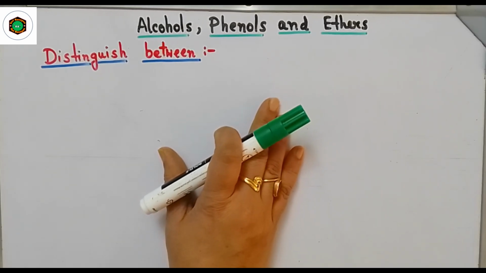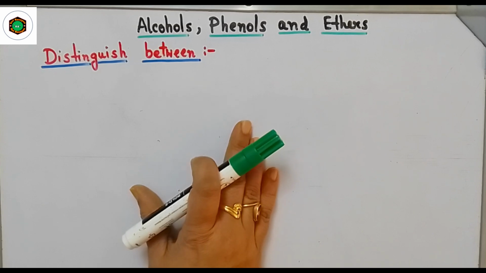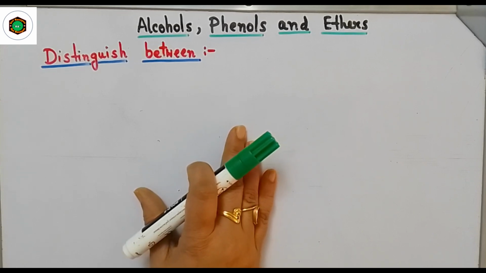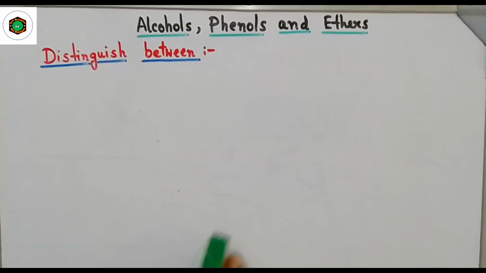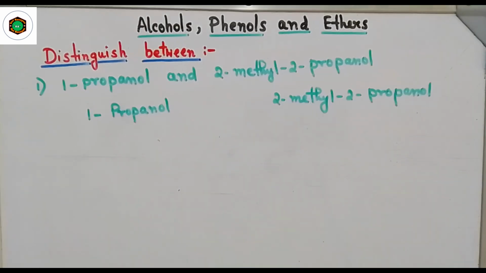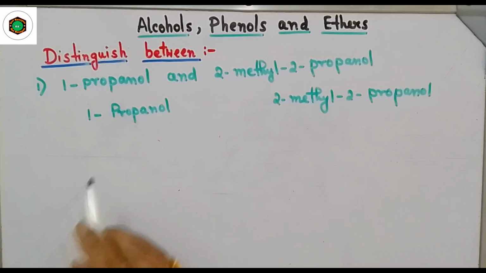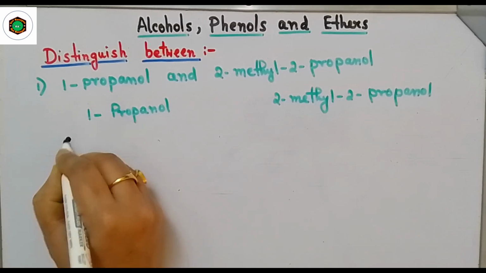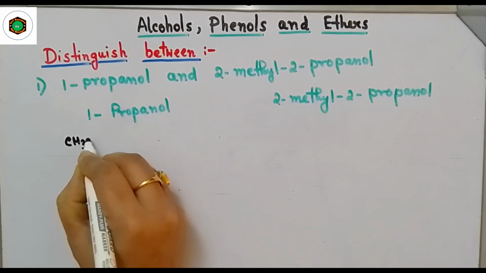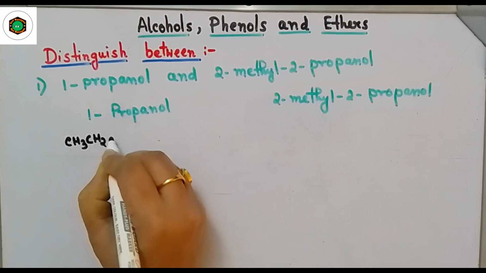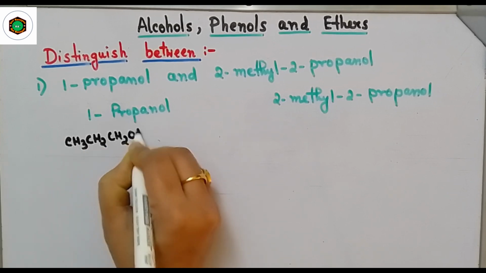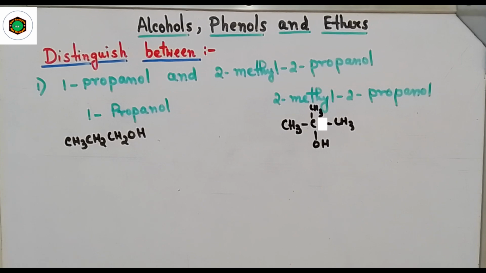In this lecture, I will explain some distinguish between type questions from previous year's board questions on this chapter, alcohols, phenols and ethers. First one is distinguish between 1-propanol and 2-methyl-2-propanol. First, draw the structure of 1-propanol. Propanol, propan means 3 carbon atoms. So this is 1-propanol. This is 2-methyl-2-propanol.